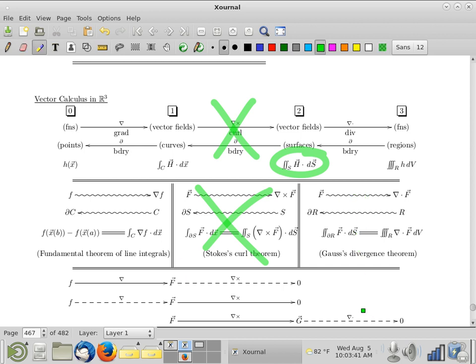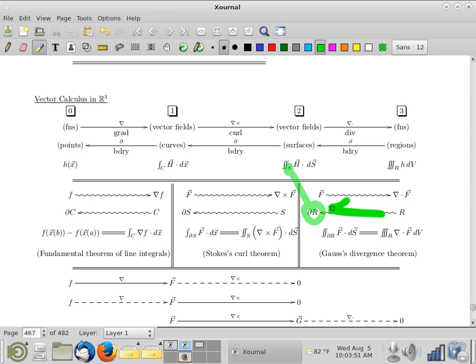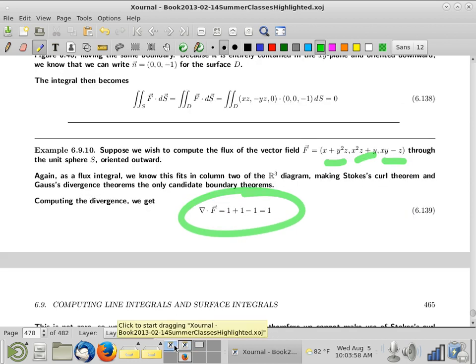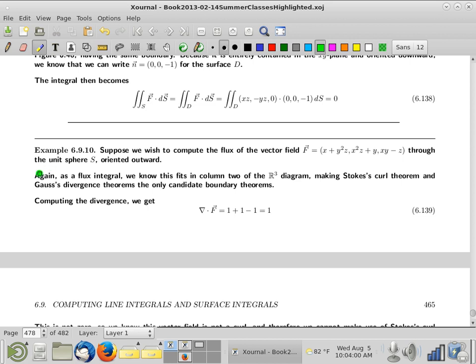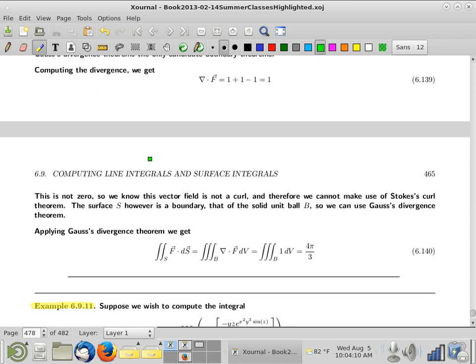So fingers crossed, hopefully Gauss's divergence theorem. I need to check to see if the surface might be the boundary of some solid region. So what was my surface? The surface is the unit sphere oriented outward. Perfect. Fantastic. Unit sphere, boundary of the unit ball. So flux, triple integral of divergence, easy integral.